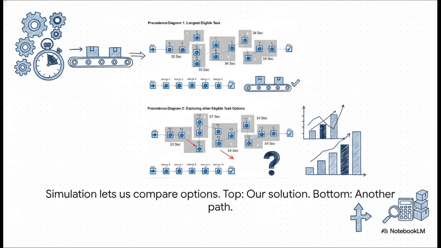On the left is the solution we just built using our longest task rule. But on the right is another perfectly valid way to group the tasks. Maybe it was made with a different rule. So which one is actually better in the real world? By modeling these in a simulation, we can run an entire week's worth of virtual production in just a few seconds and see which one truly produces more. It lets us run what-if scenarios that are basically impossible with a calculator.